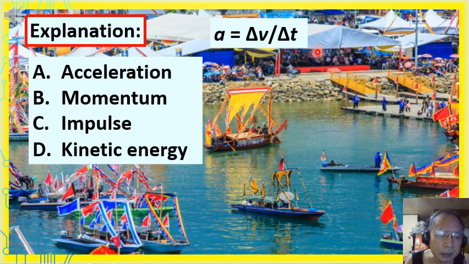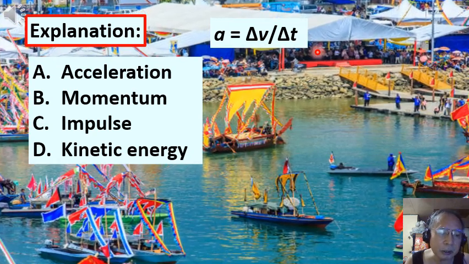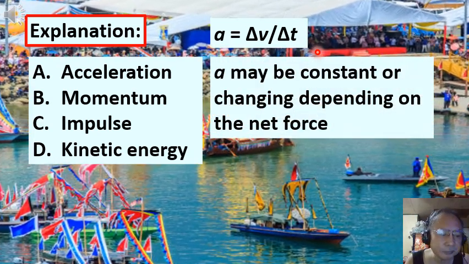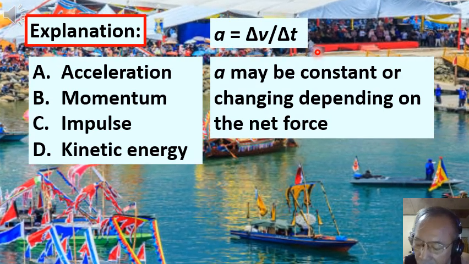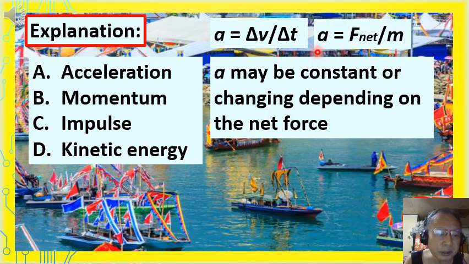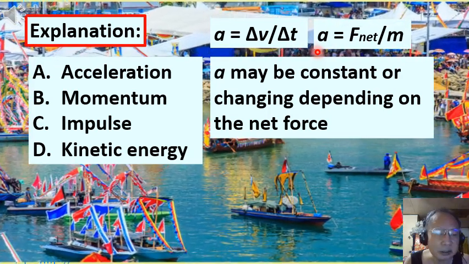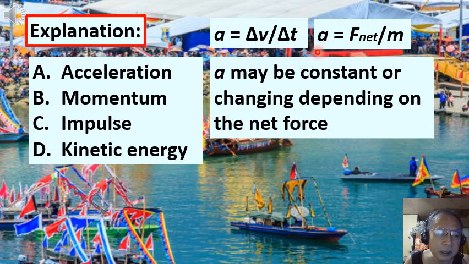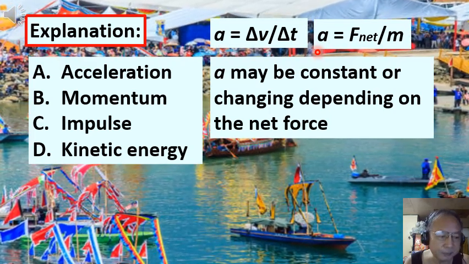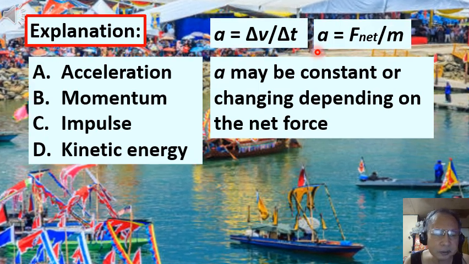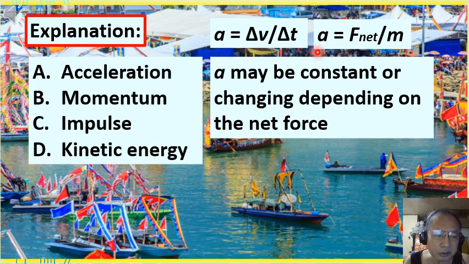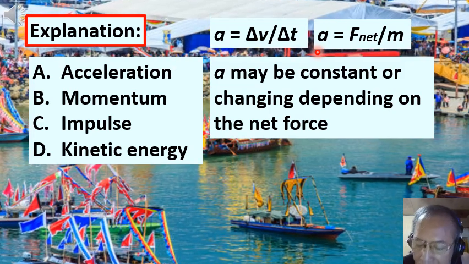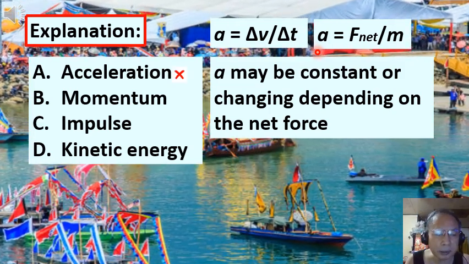acceleration may be either constant or changing depending on the total or net force that causes the acceleration. Based on Newton's second law, if the net force is constant, then the acceleration is also constant. But if the net force is changing, then the acceleration is also changing. Just because the velocity is changing, it doesn't necessarily follow that the acceleration is also changing. That's why option A is considered incorrect.